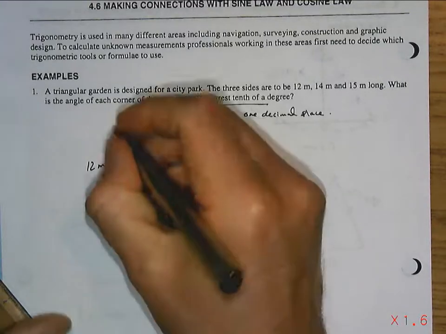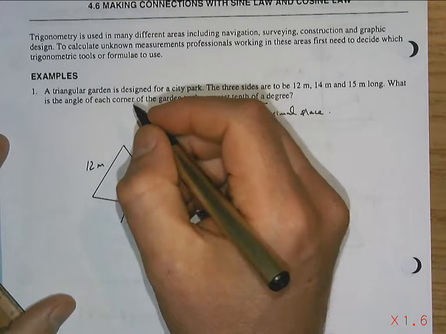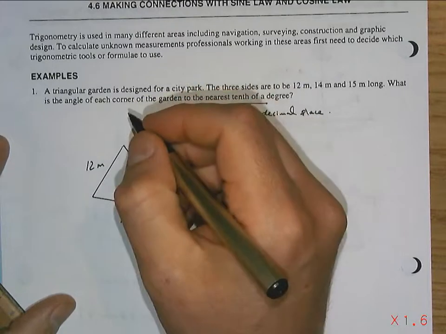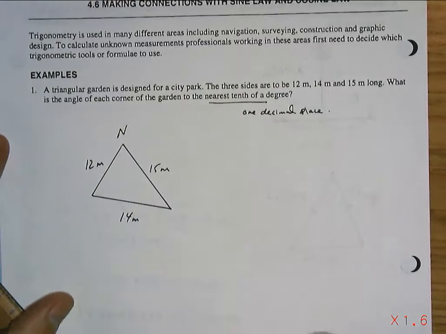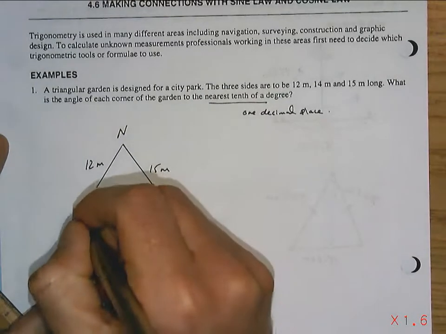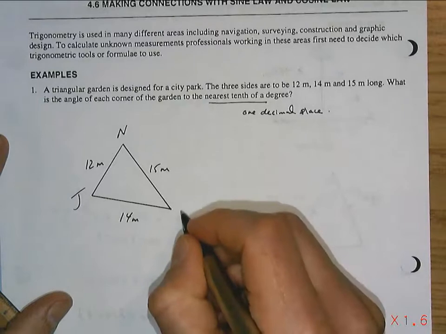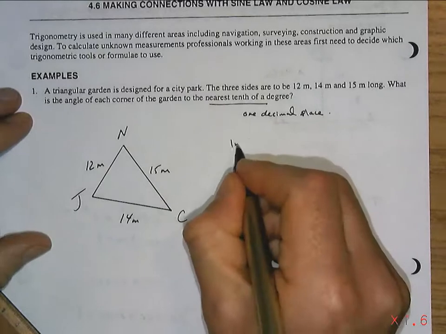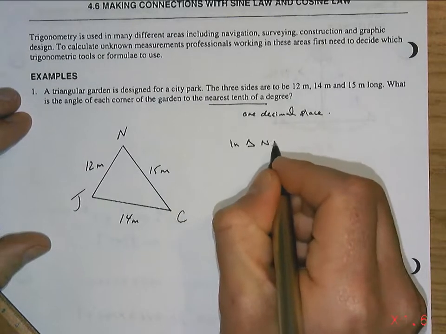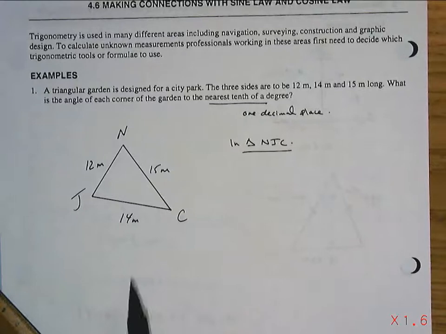So let's give this a name. Let's call it, I don't know. Hey, I saw one of you guys just the other day. Who did I see? I saw Noah. So N for Noah. And how about Jonathan? Where you been these days? We'll make that J for Jonathan. And Connor. So we got NJC. So I'm going to say in triangle NJC, I'm going to go after one of these angles first.